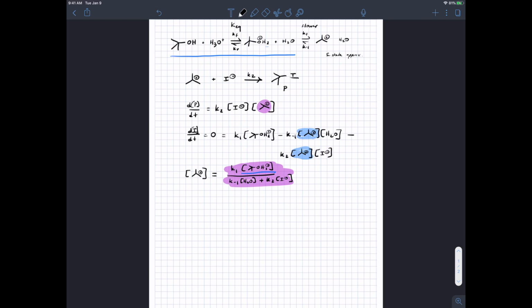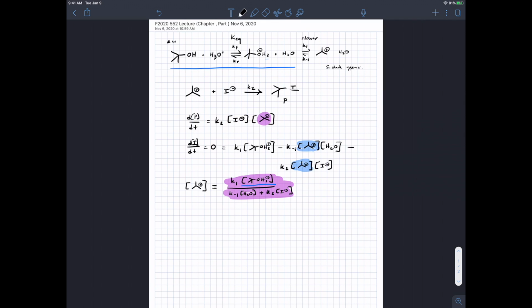We could do a steady state approximation. But if we assume that acid-base equilibria is fast, then this is not going to influence the rate of the reaction. We can assume at any point during the reaction that everything on both sides of this equation here is at equilibrium. So then all we need is to play around with the expression for equilibrium constant.